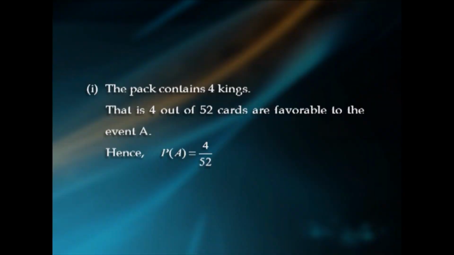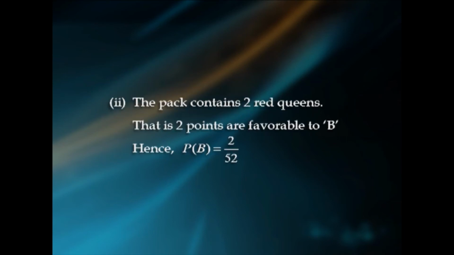Number 1. The pack contains 4 kings, that is, 4 out of 52 cards are favorable to the event A. Hence, P(A) = 4/52. Number 2. The pack contains 2 red queens, that is, 2 cards are favorable to B. Hence, P(B) = 2/52.